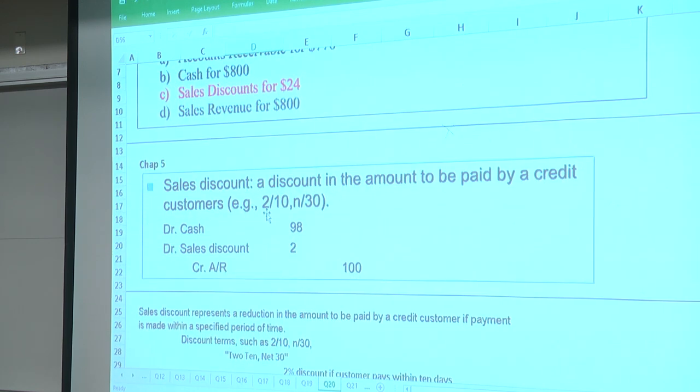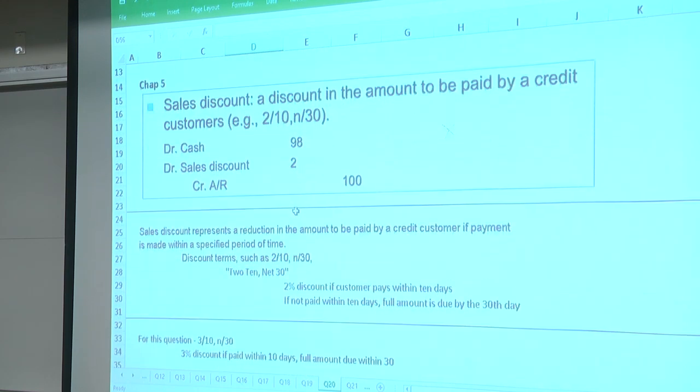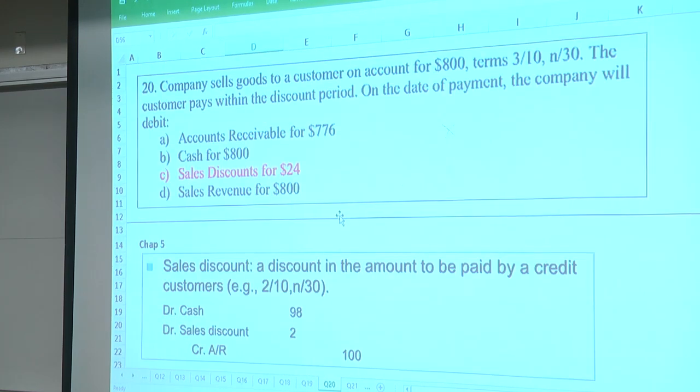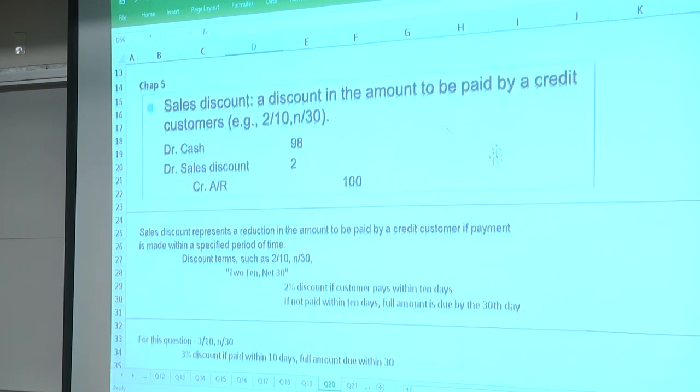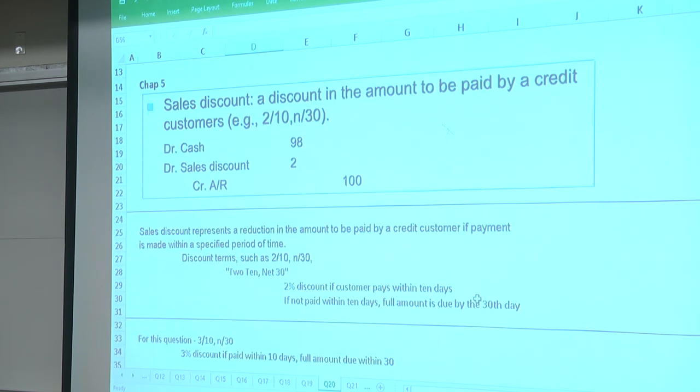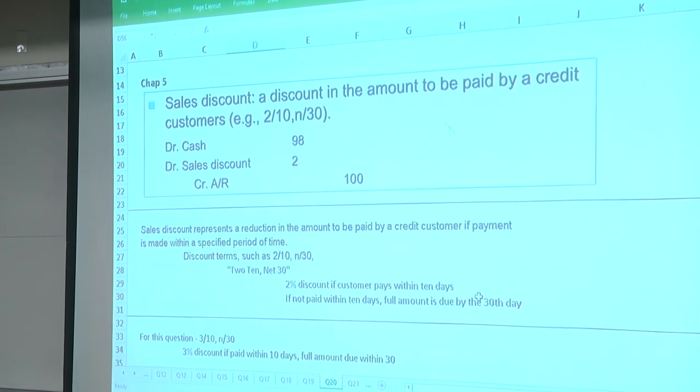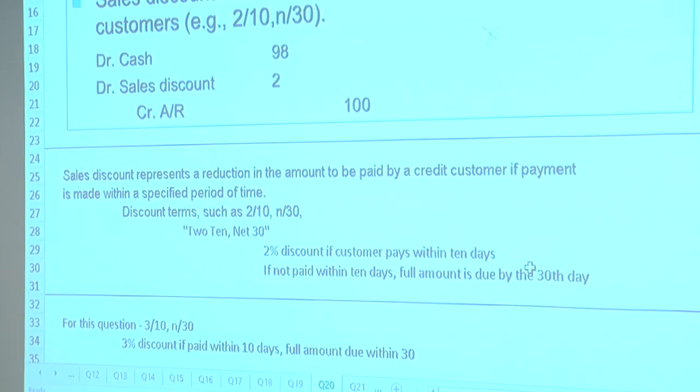In your slides, there's an example of the exact journal entry that takes place for this kind of transaction. But first, I wanted to get you guys familiar with the concept of discount and the way it's usually written out, like in this case, 3/10 net 30. So a sales discount represents a reduction in the amount to be paid by a credit customer if the payment is made within a specific period of time.